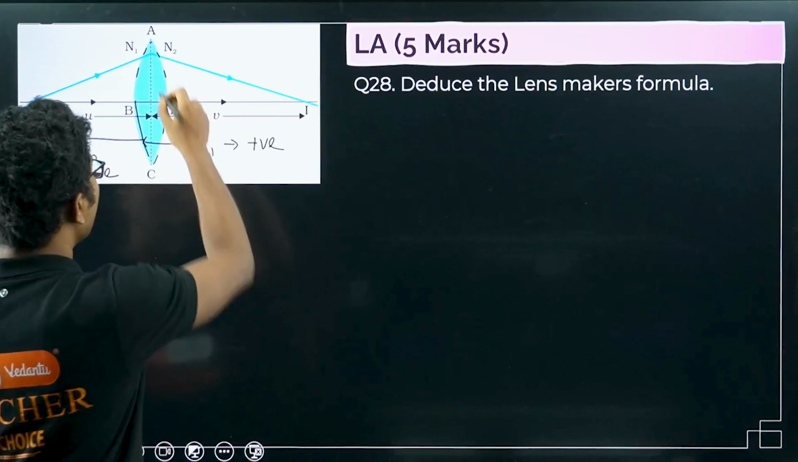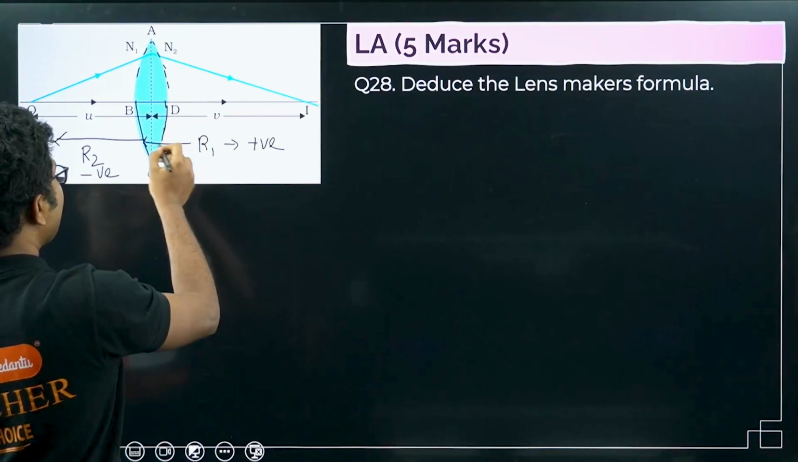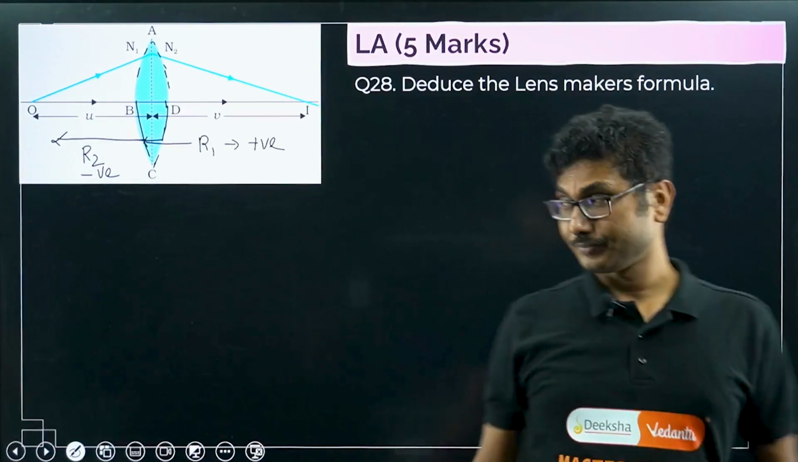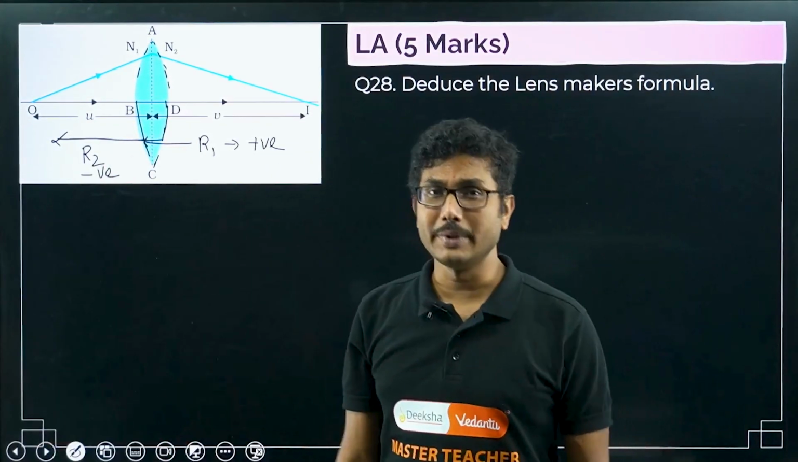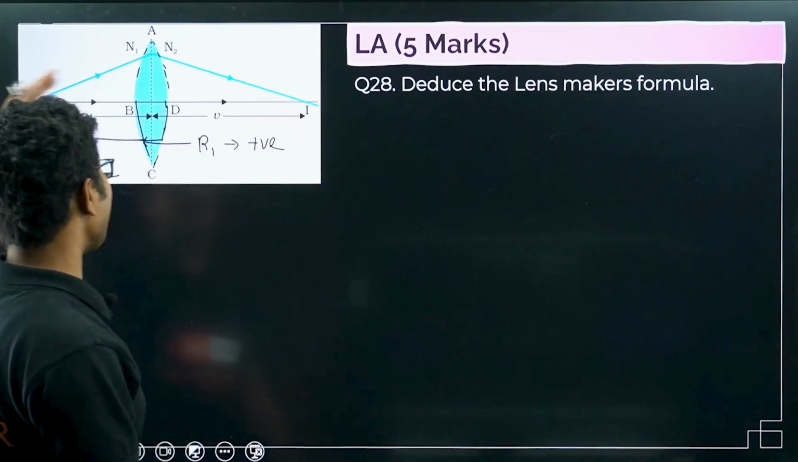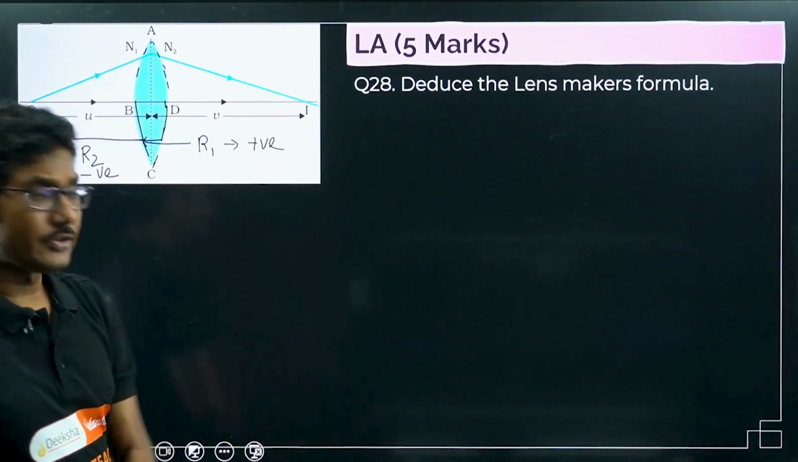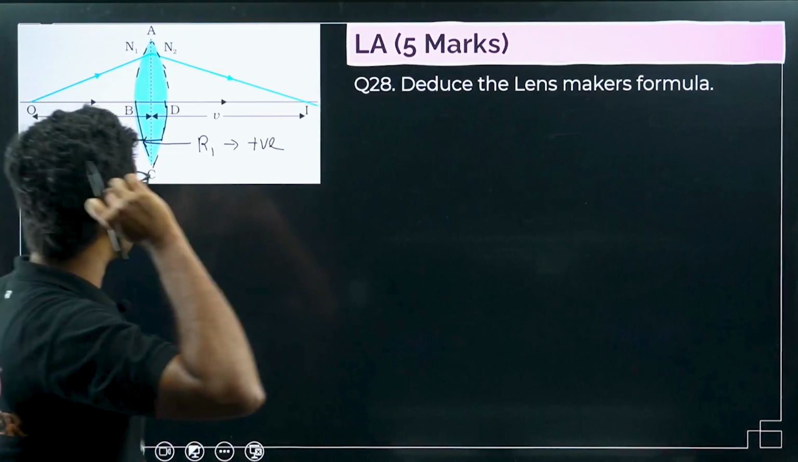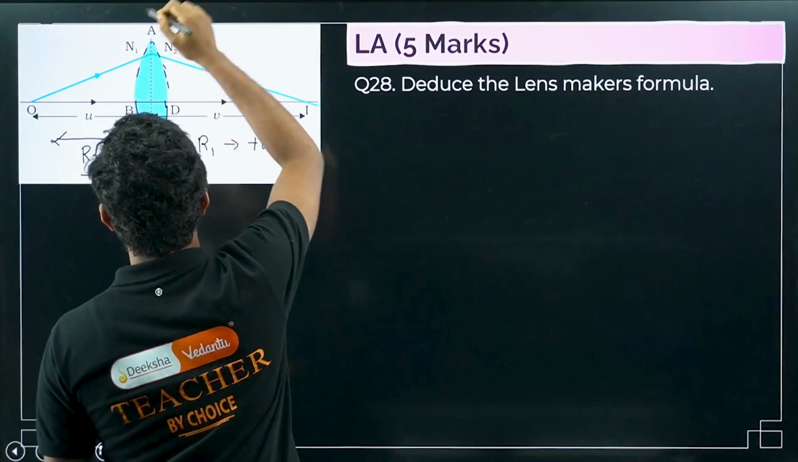Why? Because r2 is for this surface, right? So for this surface the radius of curvature is on the left hand side. So basically r2 will be negative, u is negative as usual, v will be positive as usual, in this particular case. Now for surface 1, so this is surface n1.